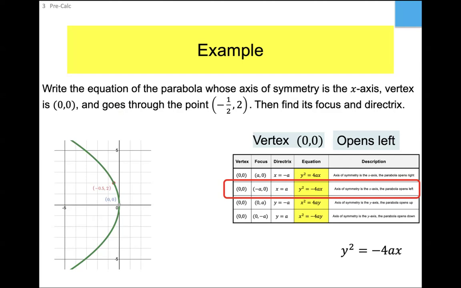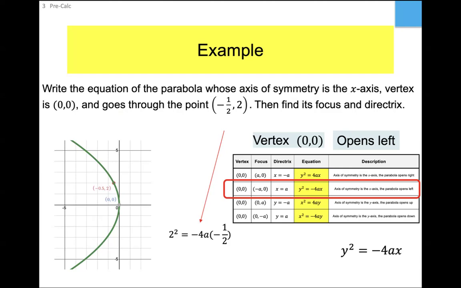And remember, that equation right there, y squared is equal to negative 4ax, tells me all the points that make up that green curve right there. So just plug that point into that equation. All I'm doing is taking that point right there, (2, -1/2), plugging it into y squared is equal to negative 4ax. So the x value is 2, and the y value is negative half, and then solve for a.